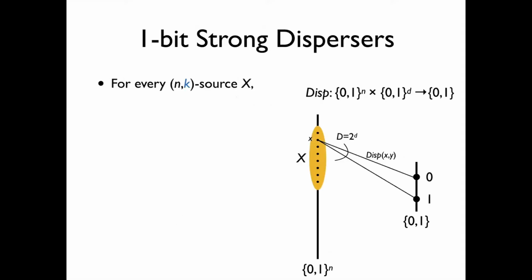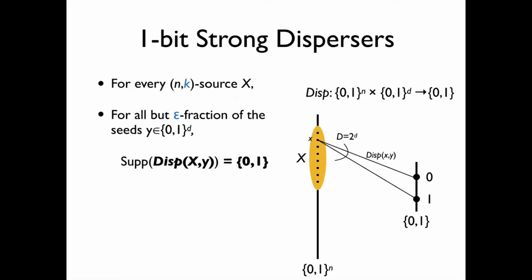And in the language of random variables, a one-bit strong disperser is a function such that for every (n,k) source X, for all but an epsilon fraction of the seeds y, we have that the support of the random variable disp(X,y) equals {0,1}. So X may have bad seeds. For example, this seed y_bad is bad because it maps the entire support of the random variable to 1. And this is a good seed.